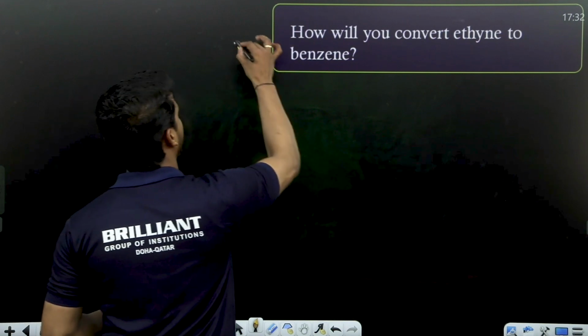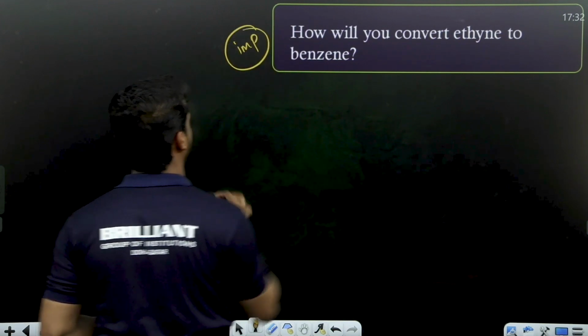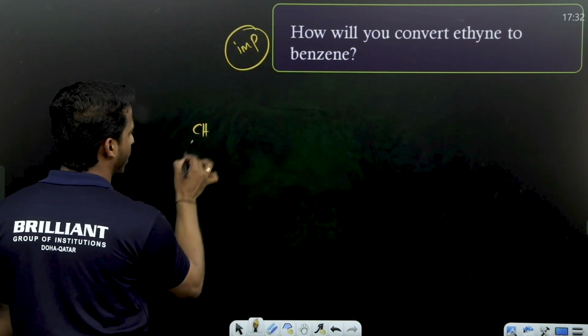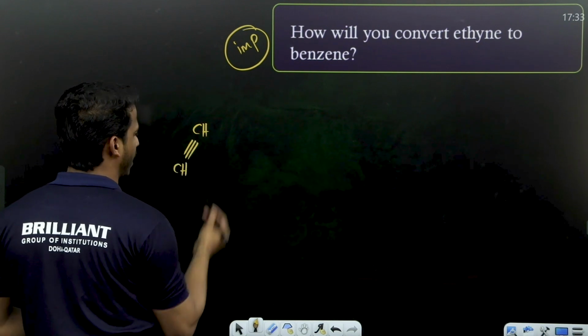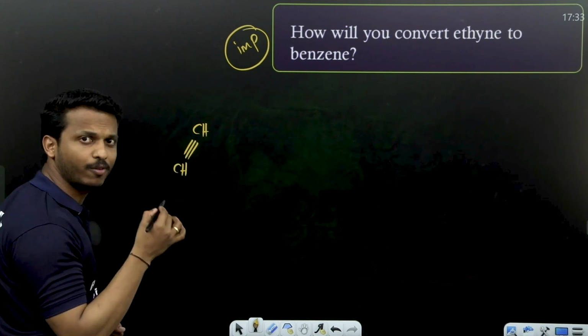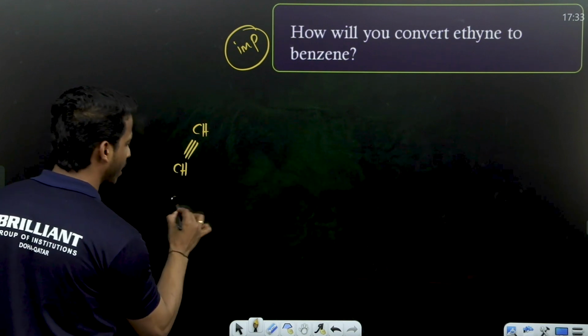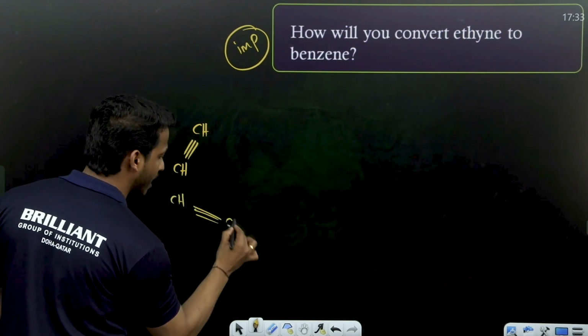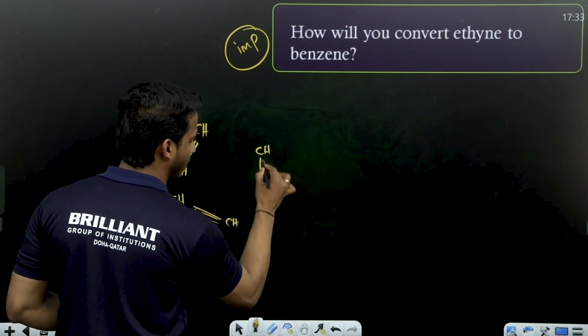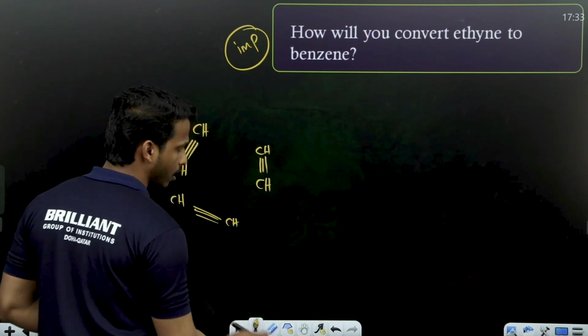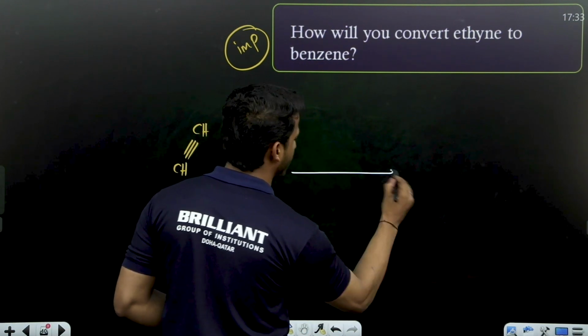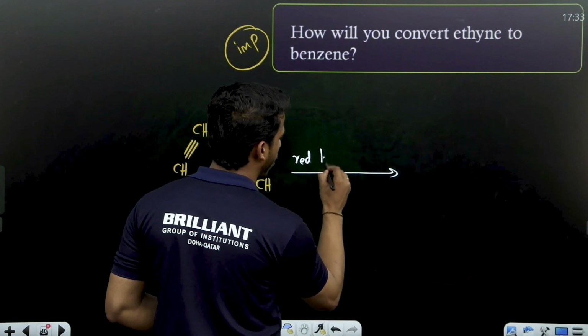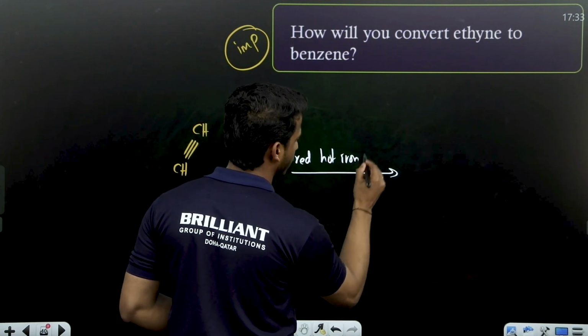One of the most important reactions and a simple procedure. Let me take ethyne, three molecules of ethyne. This is one ethyne. And what is the other name of ethyne? Acetylene, don't forget. This is one ethyne, this is the second ethyne, and this is the third ethyne, and we pass them through a red hot iron tube.